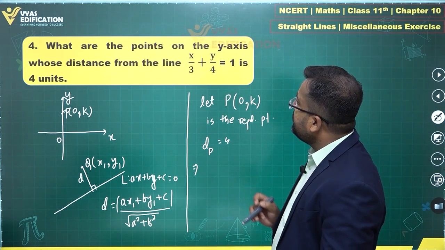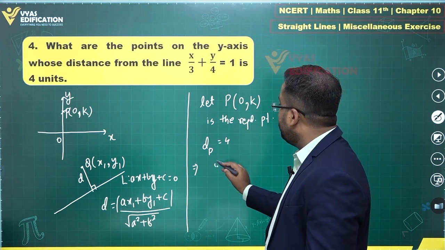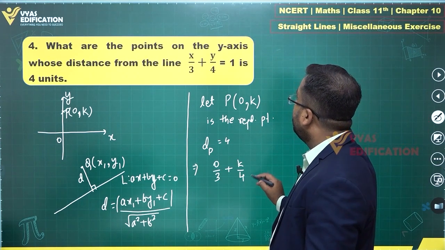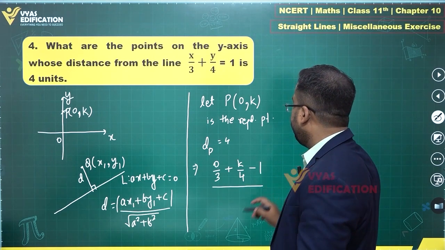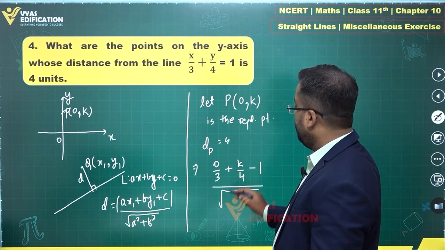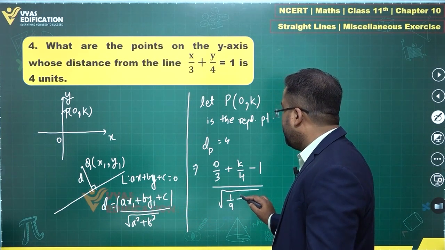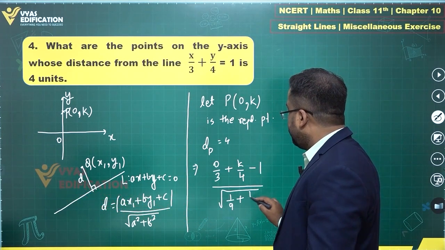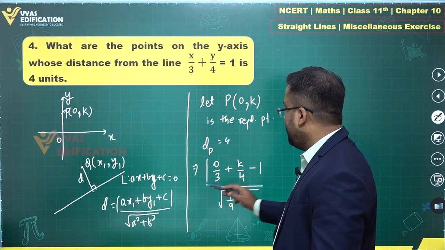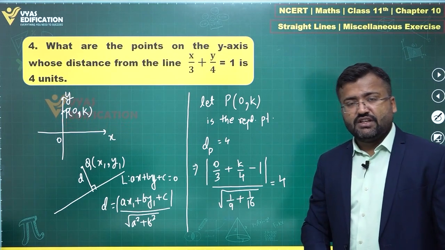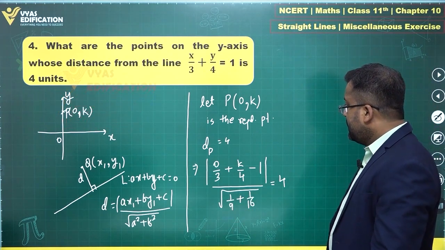So let's write the equation of the line, and we get |0/3 + k/4 - 1| upon the square root of, the coefficient is 1 by 3, square it and it will give you 1 by 9, coefficient is 1 by 4, which will be 1 by 16. You take the modulus, and this is equal to 4. Right? That's what I get. Is that okay? Yes. Seems okay.